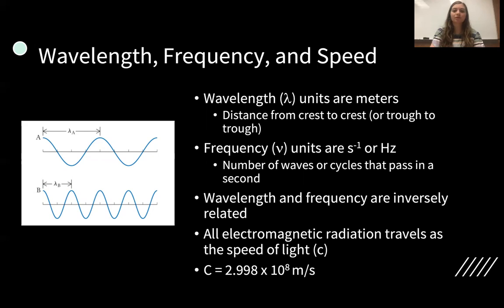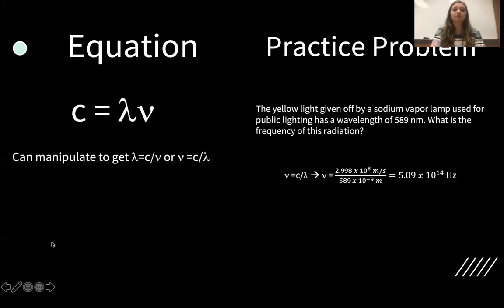Okay, wavelength, frequency, and speed together give us this equation. And that's c equals lambda nu. So the speed of light equals the wavelength times the frequency. And you can divide and solve for different ones to get the wavelength equals the speed of light over frequency, or frequency equals the speed of light over wavelength.